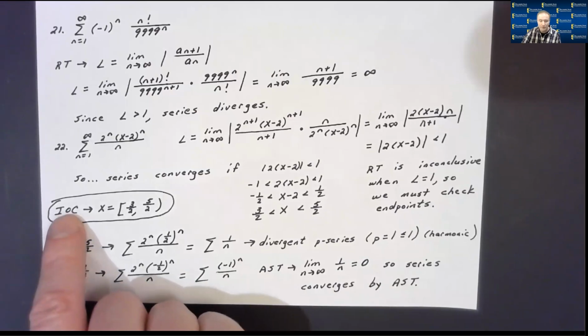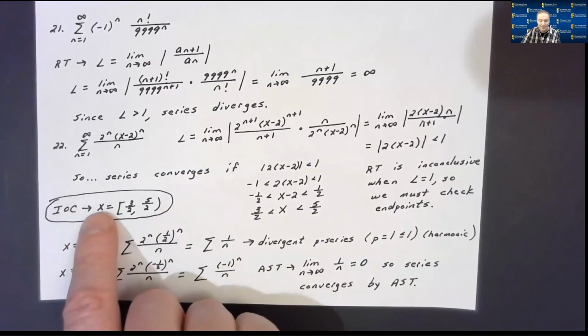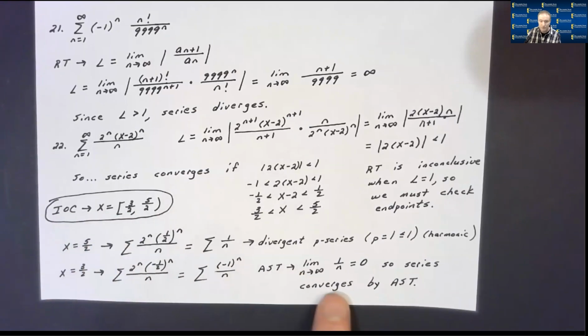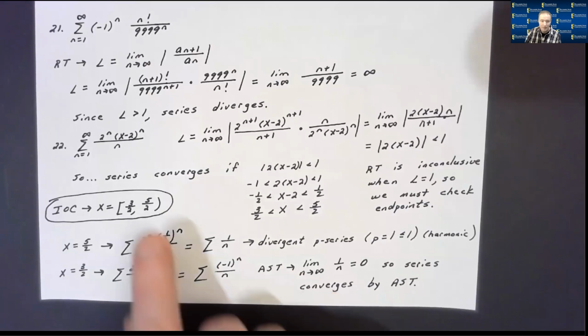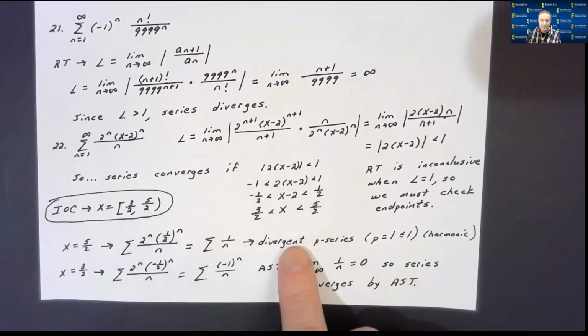And the final interval of convergence answer I tried to squeeze in here. We put it in interval notation. This converges for values of x starting at 3/2 and including 3/2 since it converges there, going up to 5/2 and not including 5/2 since it diverges there.